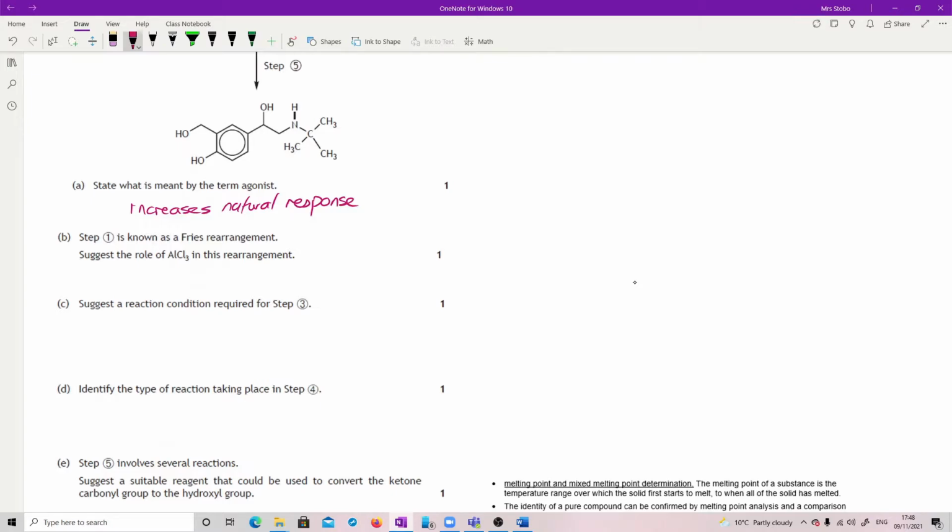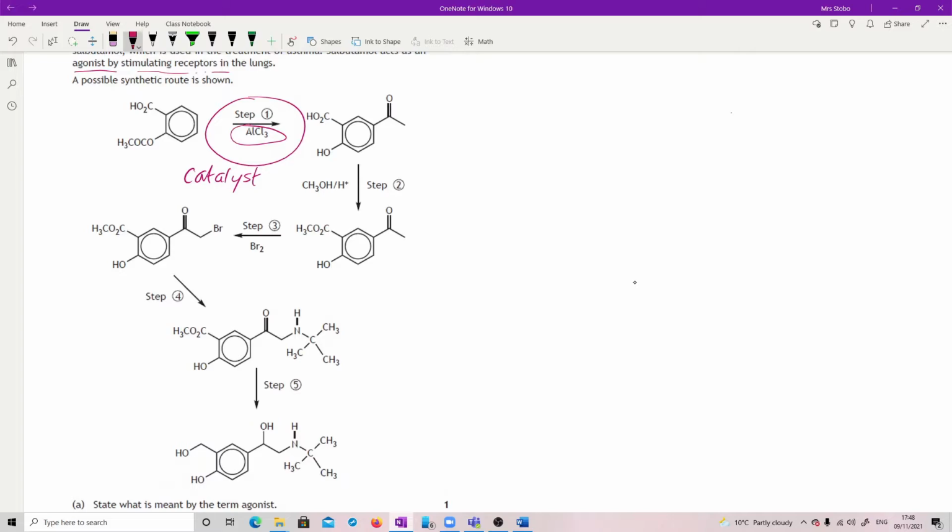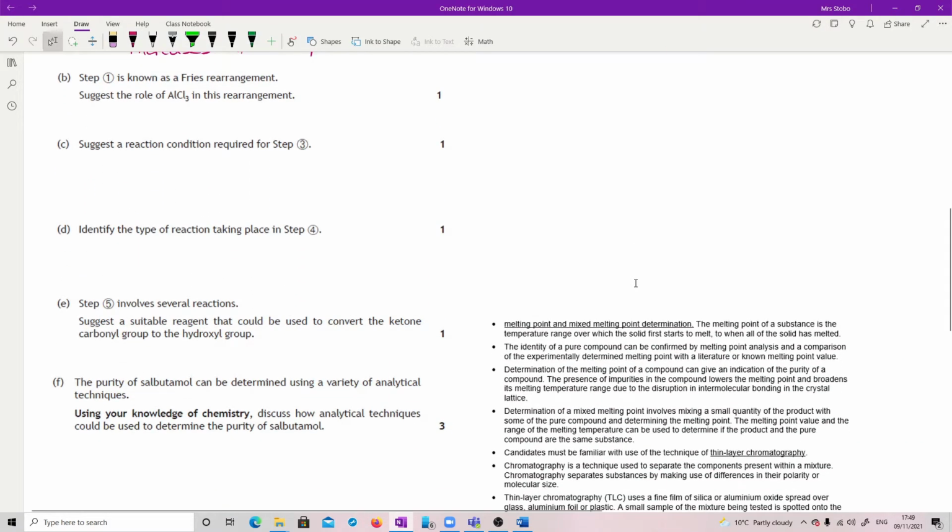We then have: suggest a reaction condition required for step 3. Going back up again, sorry with all the spinning. Okay, so here's step 3, and we've got bromine. You can see the bromine is ending up attached over here. You have to know that for either bromine or chlorine, generally what we're looking for is something that is going to break this bond, help it to split. We are looking for a fission that's going to happen here, and the best thing to do that is UV light. Okay, the mark scheme basically said we were just looking for light, but UV would be better if you put that one in.